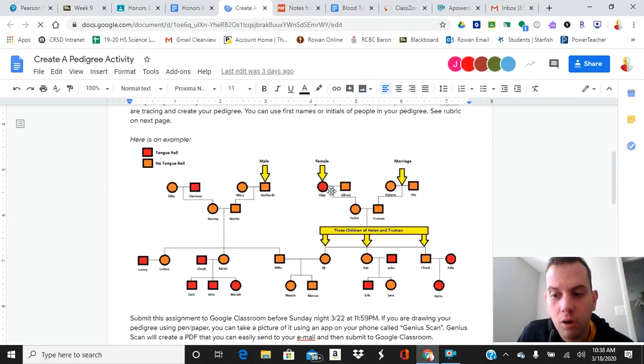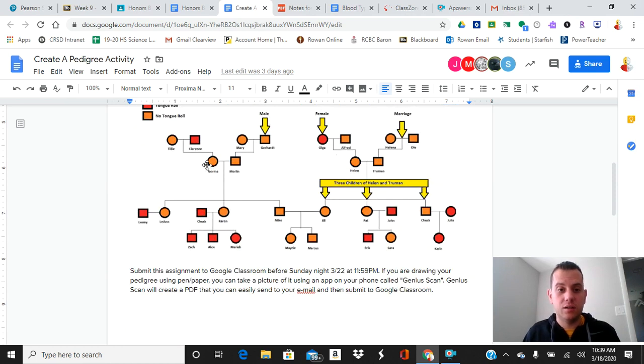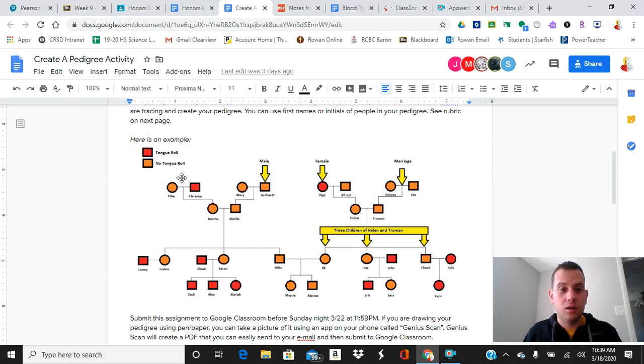You can put people's first names or their initials on it. Don't put first and last names, just for confidentiality reasons. Just go ahead and list what your trait is. In this case, we're looking at tongue roll: have it or don't have it. You want to shade in. This example is unclear because they both kind of look shaded in. So they put tongue roll in red, no tongue roll in orange. You can do that, or you can have one shaded in, one not shaded in.